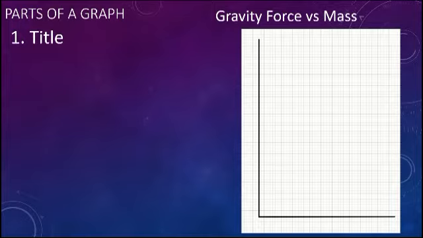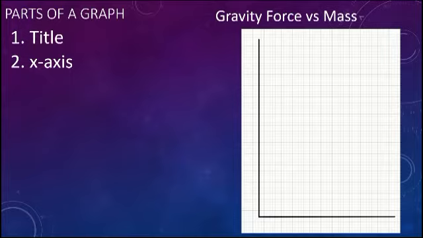When we changed the mass, the force of gravity changed. So the reading on our spring scale changed every time we changed the mass. So the dependent variable was the force of gravity. So our title then is going to be the dependent variable versus the independent variable, or the gravity force versus the mass.